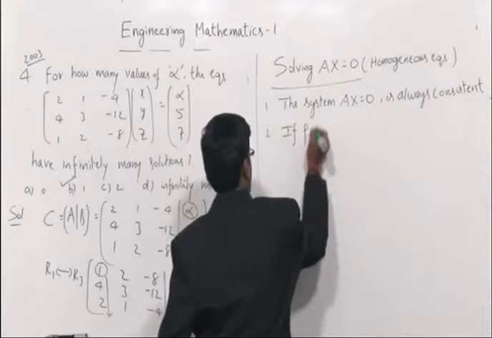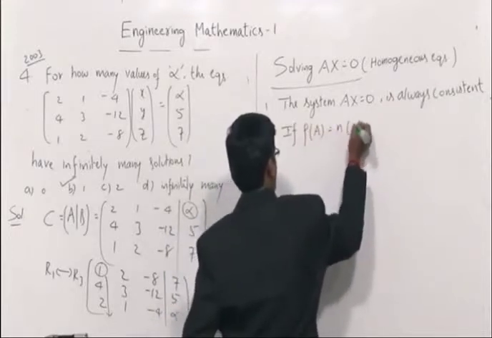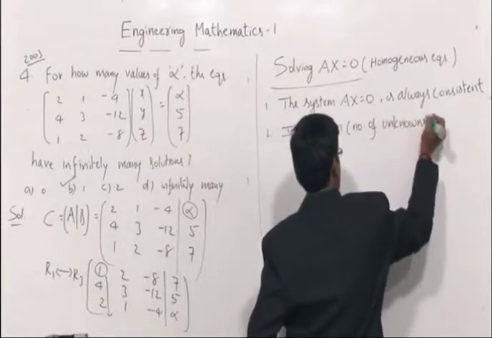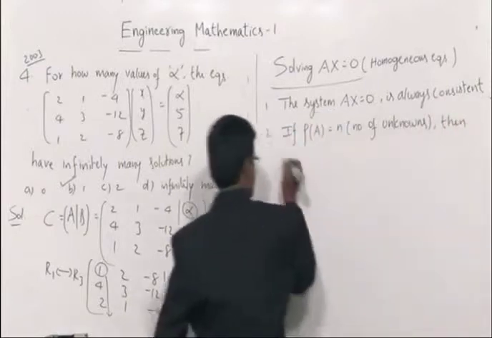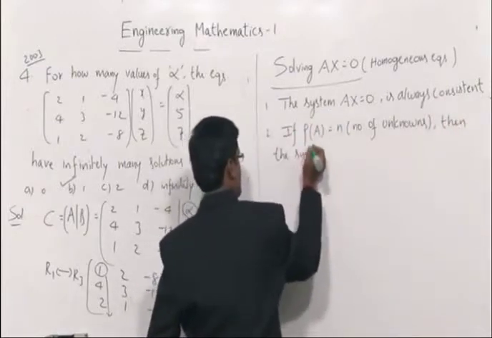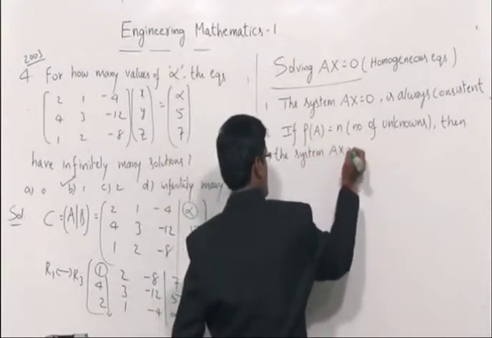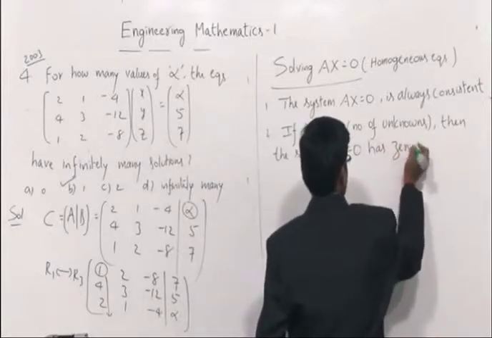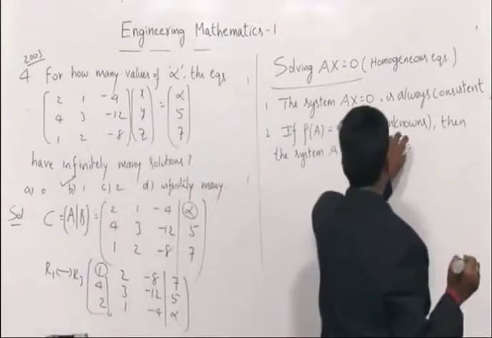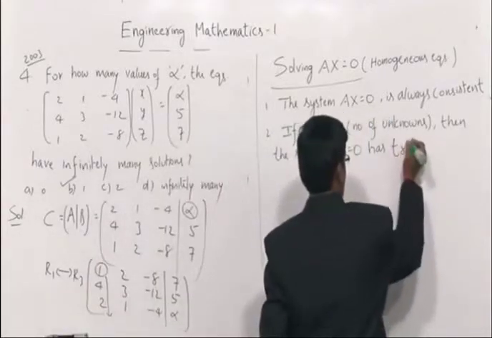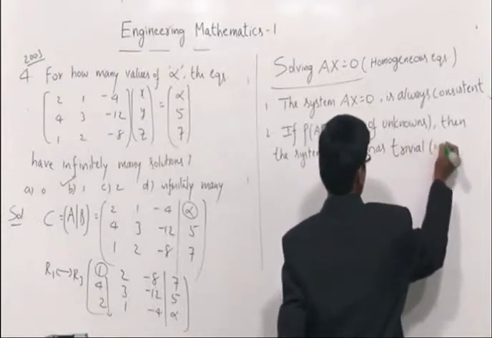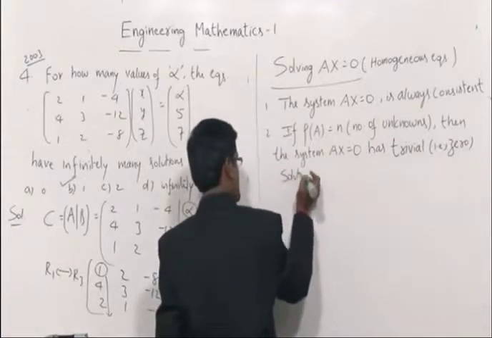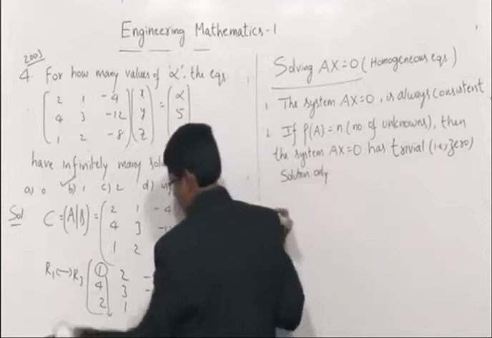2. If rank A is equal to n, that is the number of unknowns, then the system Ax equal to O, that is the 0 vector, has the trivial, that is the simple name, 0 solution only. Very, very important, that word only.